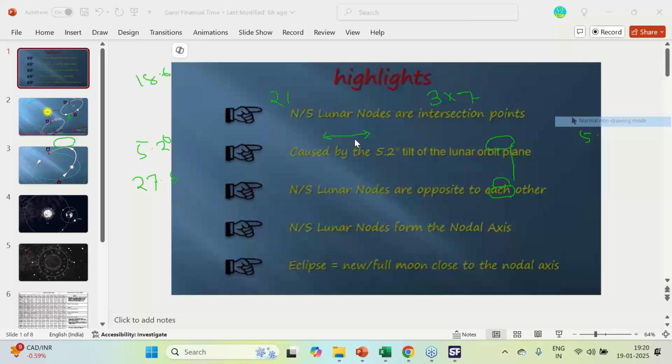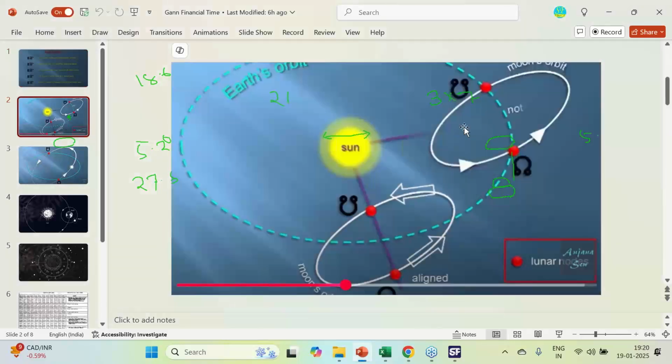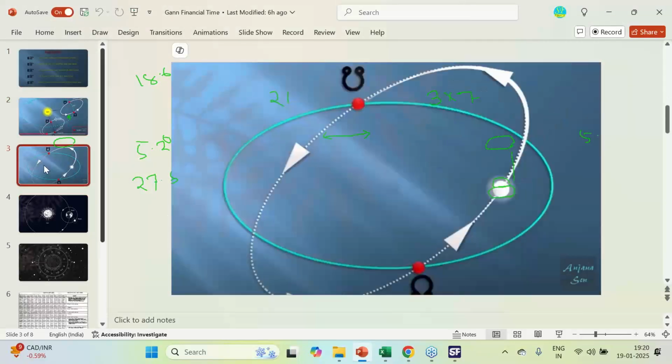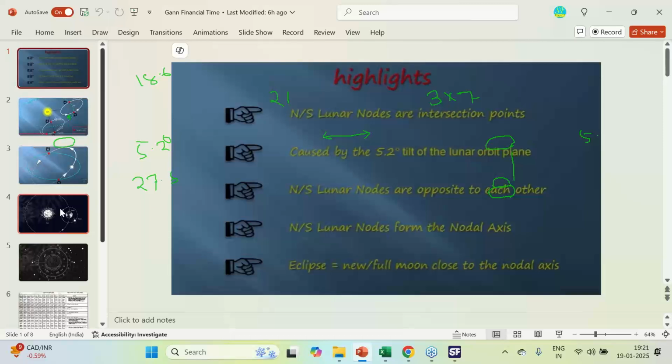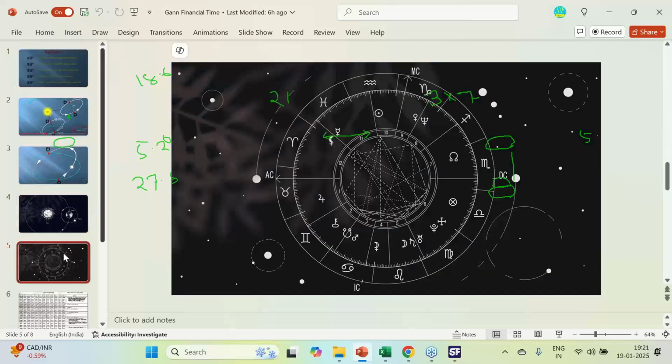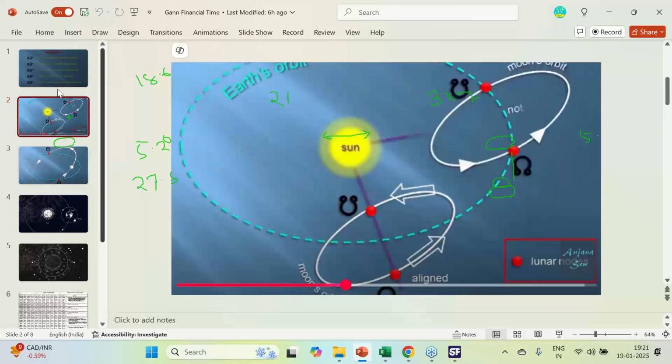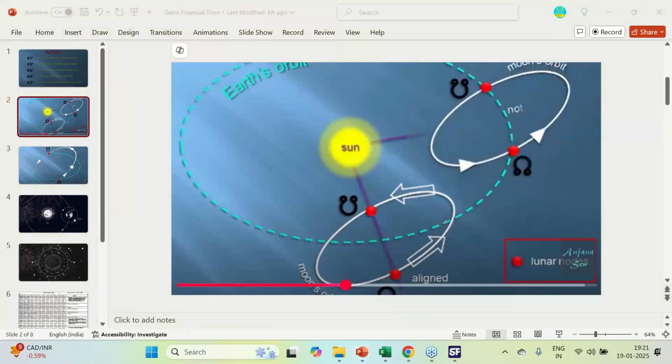Whenever this movement happens, that is 27.5 degrees. So if you look at this part, 27.5 degrees, I think I have not added that image there. Here this degree is 5.2 degrees, this part only. This part is causing the lunar node creation.